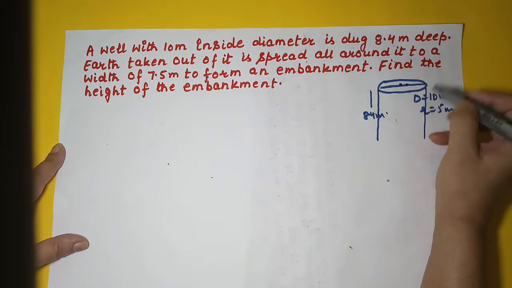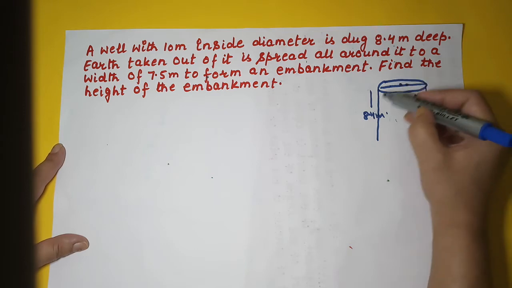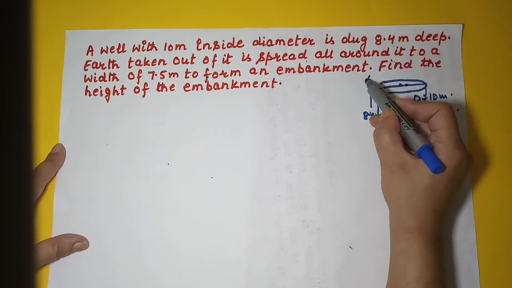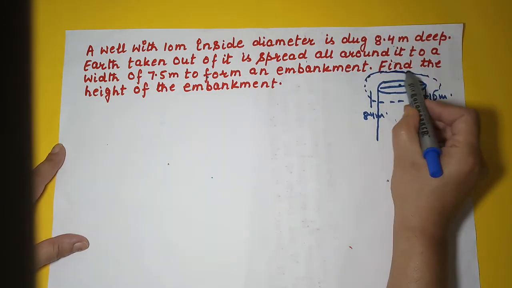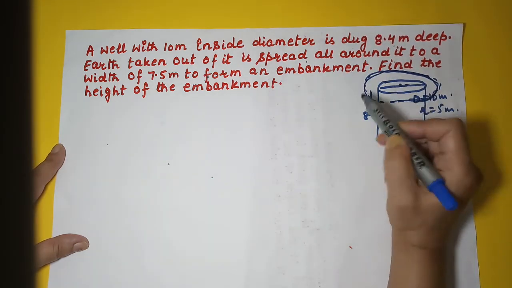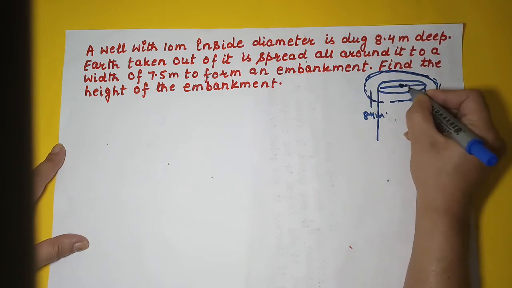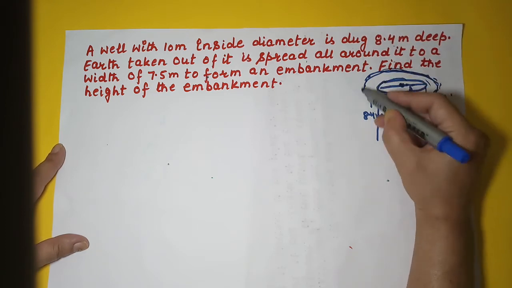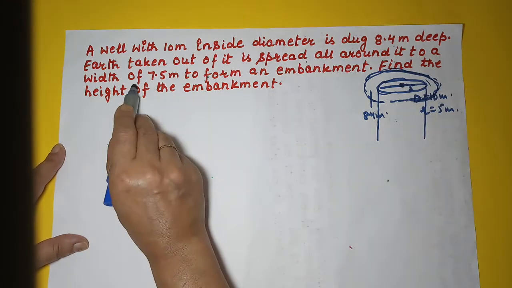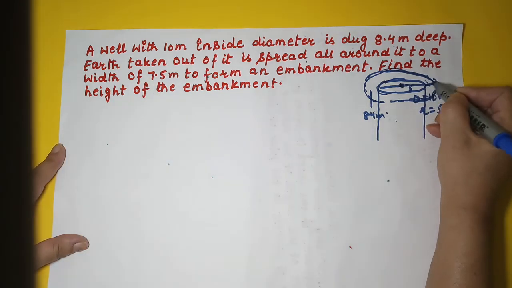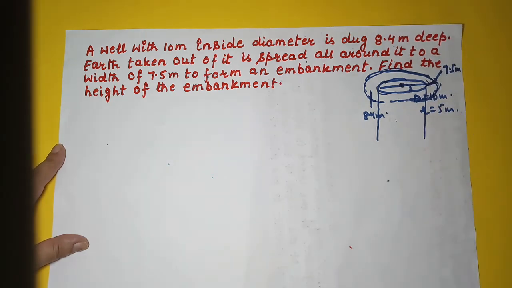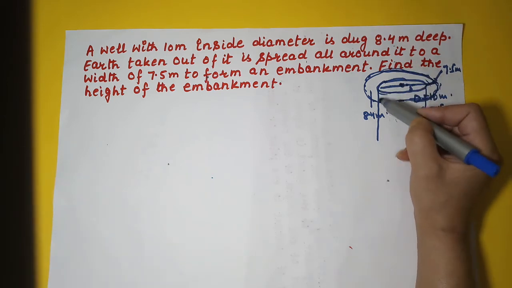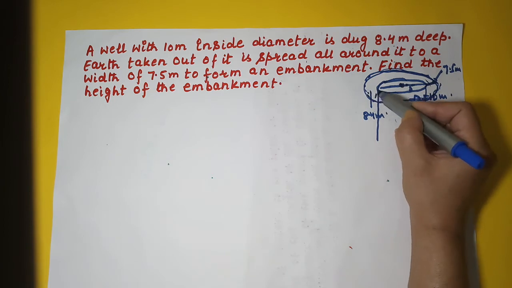And the earth taken out of this is spread all around it to create an embankment. Now you can see that you have a concentric circle type situation here. This is the radius 5 of the inner circle, and this is your outside circle, whose width is 7.5 meters. To form an embankment, find the height of the embankment. So now we have to find how high this can go.